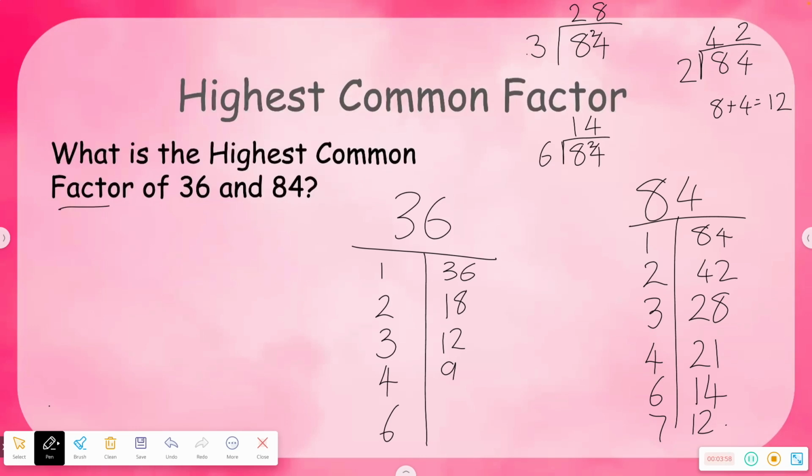Now we're going to look for all the common ones. So I'm going to get a different colour, just to help me out. And I'm going to circle every number that is in both of these. 3, 4's in both, 6 is in both, 7's not in both, 12's in both, 14, 18, 21, 36. Nope. So we found all the common numbers, and now we just need to identify which one is the highest, and the answer is 12. Highest common factor of 36 and 84 is 12.